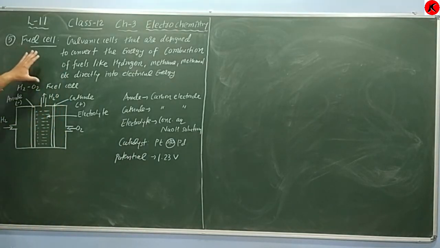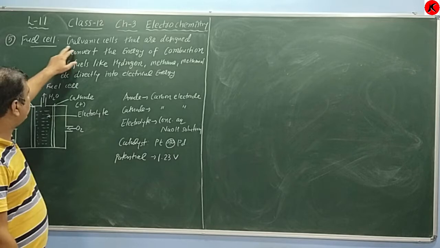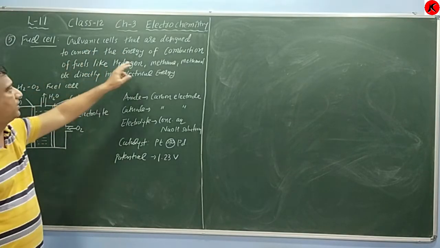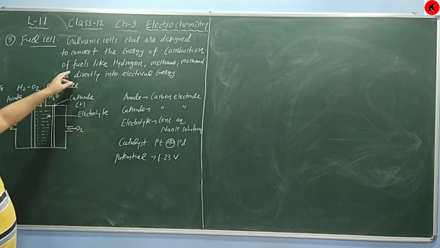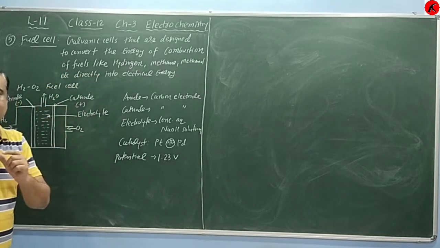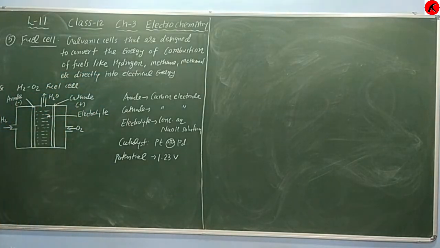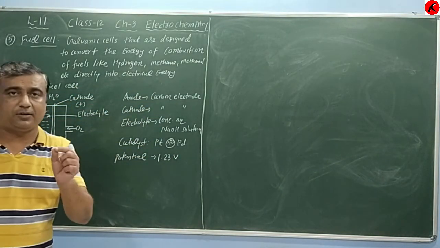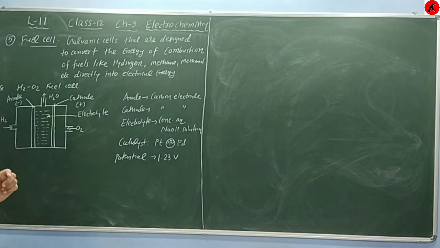That means what is the definition? The fuel cell is one type of galvanic cell that is designed to convert the energy of combustion of fuel like hydrogen, methane, methanol, etc. directly into electrical energy. That means the loss of energy becomes minimal. Now here one example is given of the hydrogen oxygen fuel cell. The simple diagram is there.